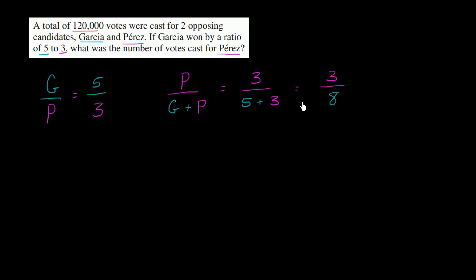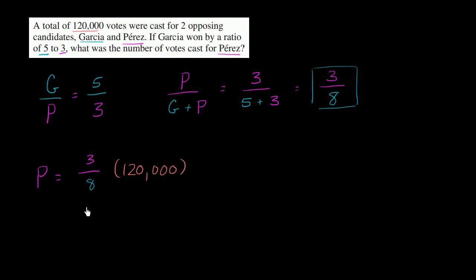8. So one way to think about it is the ratio of Perez's votes to Garcia plus Perez's, or the ratio of Perez's votes to the total votes, is 3/8. Or another way of saying it is that Perez got 3/8 of the total votes. So how many votes is that? Well, they tell us that 120,000 is the total votes. So Perez got 3/8 of the total number of votes. 3/8 of 120,000.